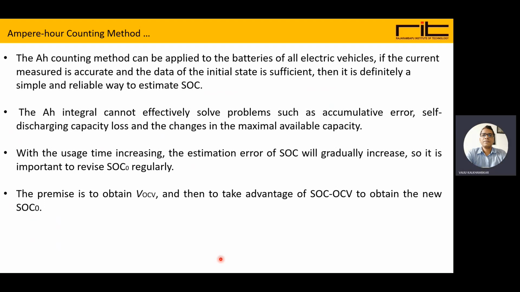With the usage time increasing, the estimation error of SOC will gradually increase. So over a period of time, there will be an increase in the SOC errors. So it is important to revise SOC 0 regularly. That is, the initial state of charge of the battery has to be checked, to obtain the VOC, the open circuit voltage, and then take advantage of the SOC open circuit voltage relation to obtain the new SOC 0. This is the way we can modify the initial SOC.